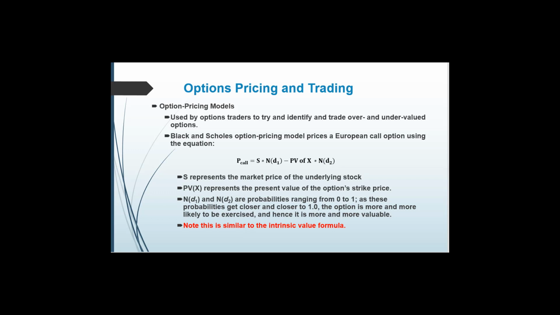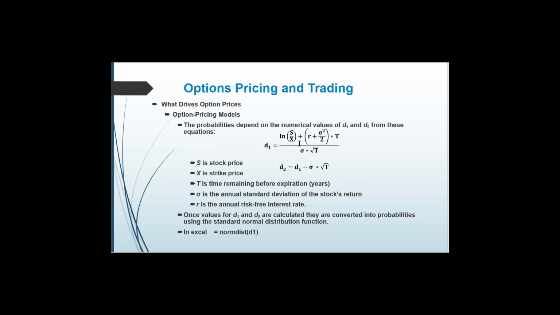So let's look at how we calculate d1 and d2. And again, you can see it's a fairly complicated formula. S divided by X is the stock price divided by the exercise price. r is the annual risk-free rate. Standard deviation is the standard deviation of the stock, and T is time. So if you remember, we had five variables that influence the value of an option, and those things are all identified in this formula. So once we calculate d1 and d2, we then convert them into probabilities.